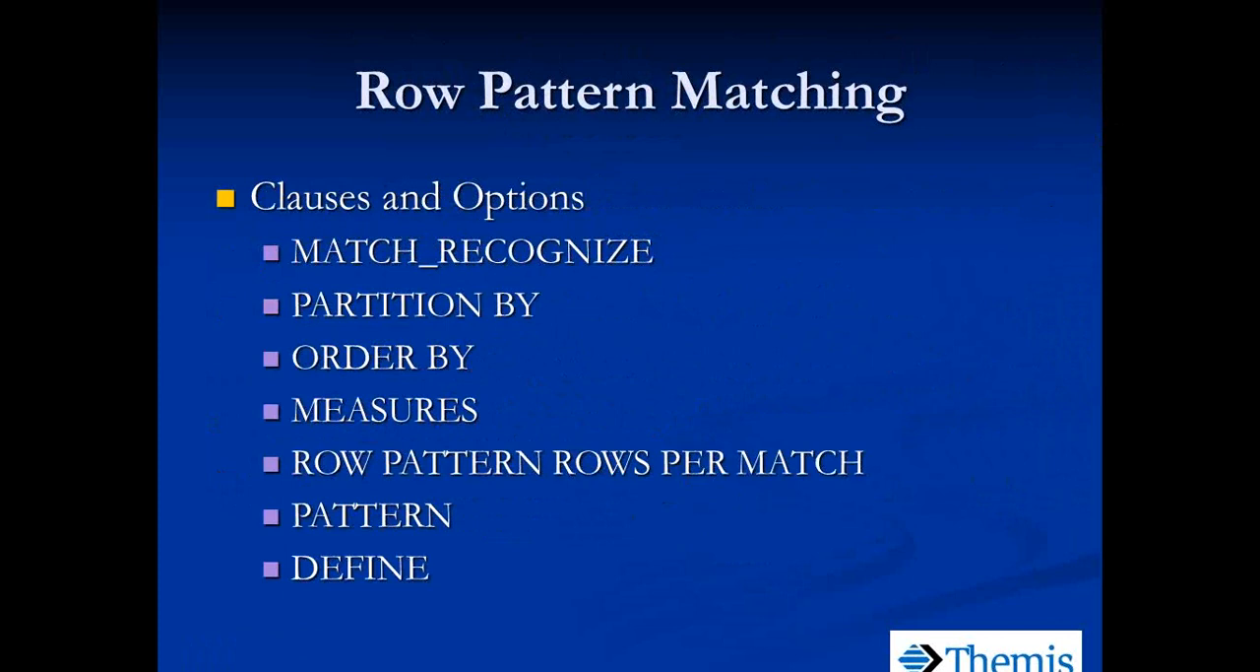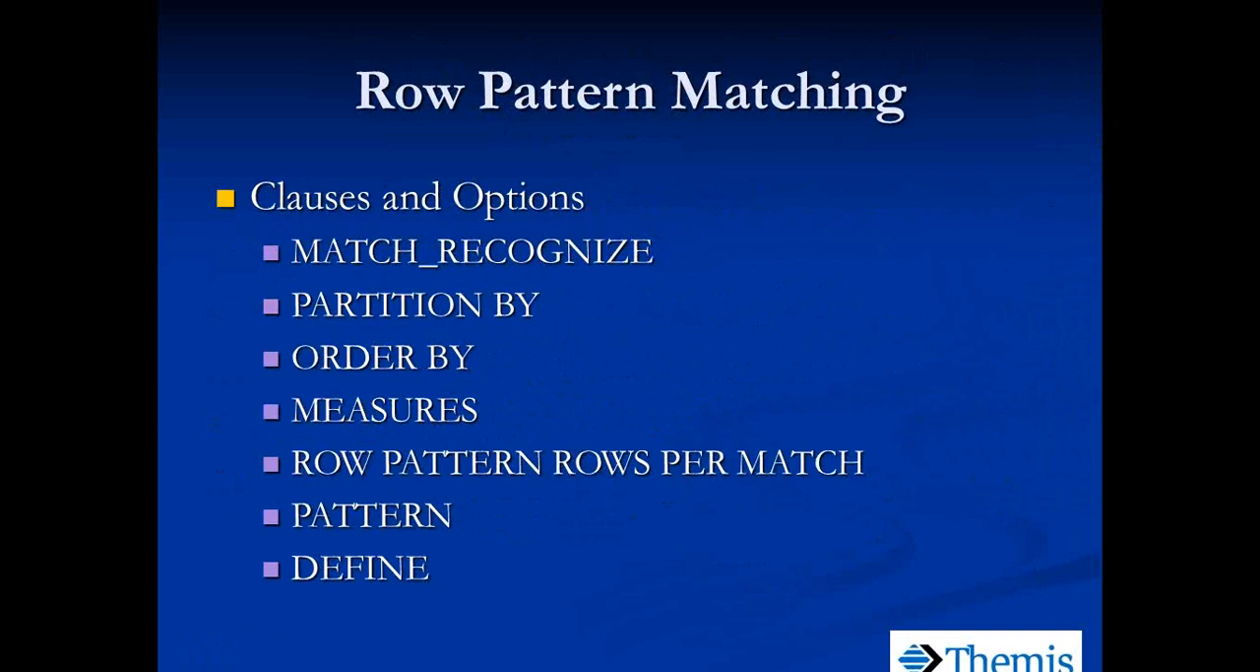Right now, when we look at row pattern matching, there are going to be some new clauses and options available to us within our select statement, and you'll see these in the examples I'm going to go through in just a few moments. But I'm just going to mention a little bit about each of these right now, and then we'll see more detail shortly. The match recognize clause is the main clause, and you'll see that in our select example coming up. That kind of gets the row pattern matching started. Within the match recognize, we're going to have all these other clauses available to us. For the most part, most of these will be optional.